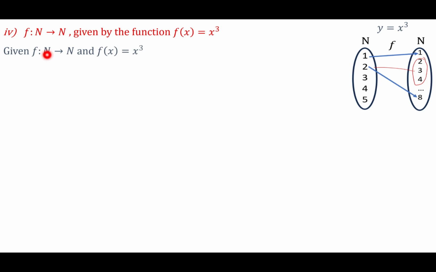Given f from N to N, natural numbers to natural numbers, and the function f defined as x cube. For one-one function, let x, y belong to natural numbers, which is set A, the domain, such that f of x is equal to f of y. Then we have to show that x is equal to y.